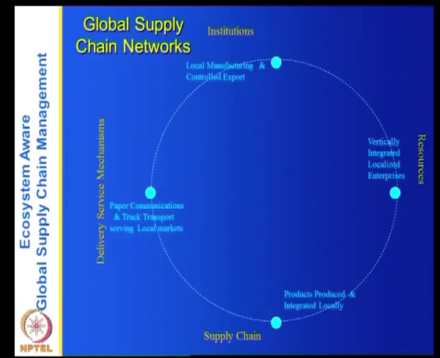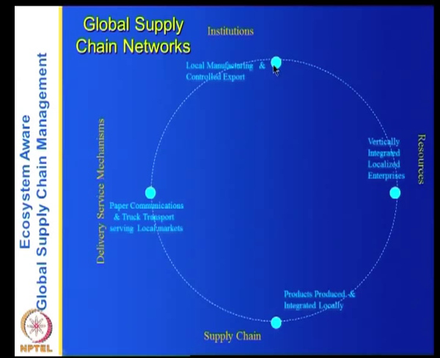So if you want to see what has happened here in the global supply chain networks, you have a supply chain and all the four actors, the ecosystem factors. In olden days, the products were integrated and locally produced. And in terms of resources, they were all vertically integrated and localized enterprises. So you are using local resources. If you are in India, then you are doing Indian manufacturing, using local resources. You are not getting anything from anywhere. And so there are local manufacturers and controlled export.